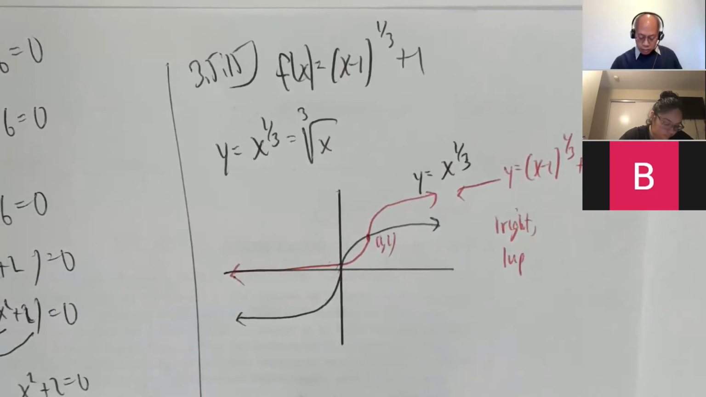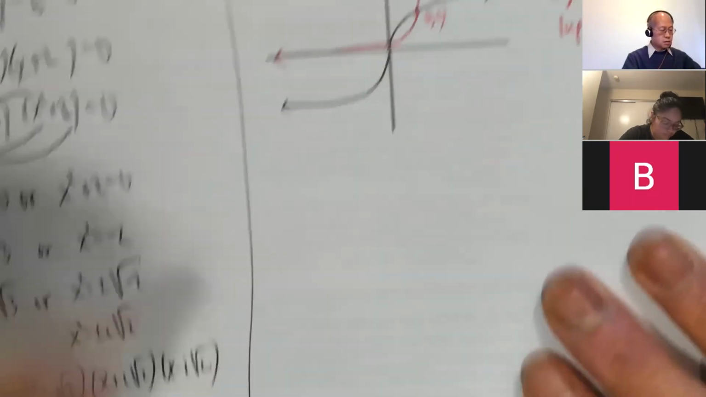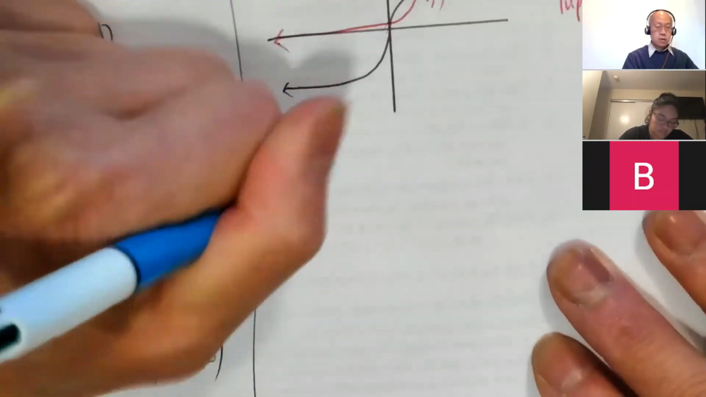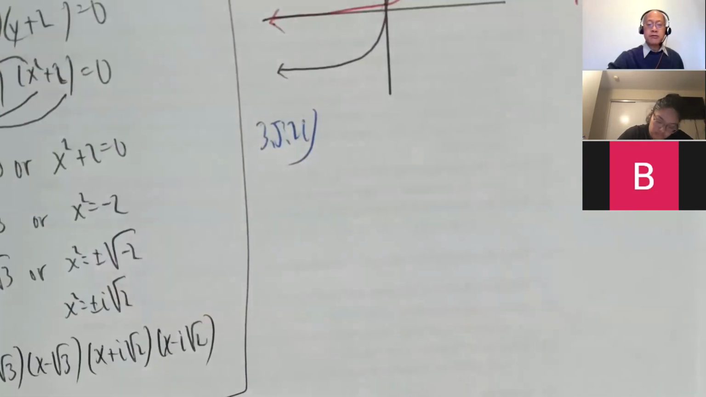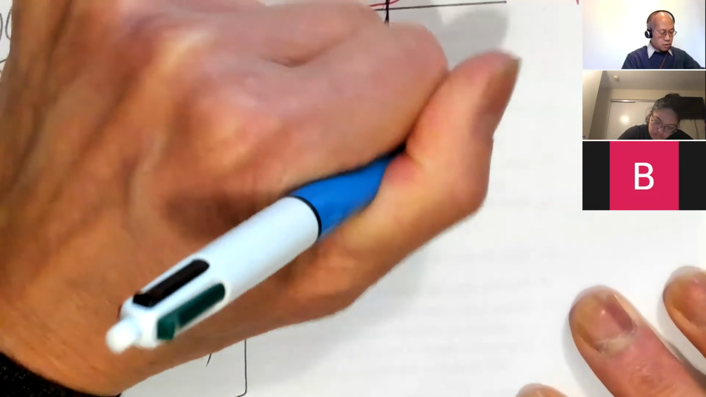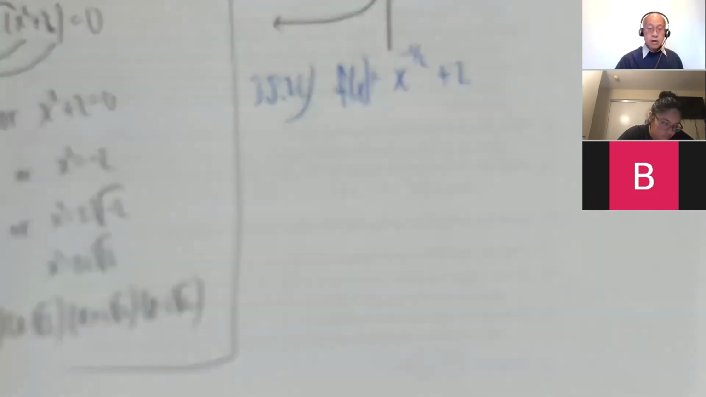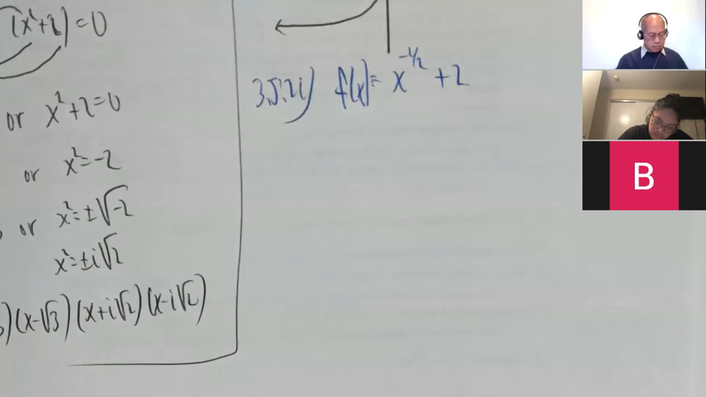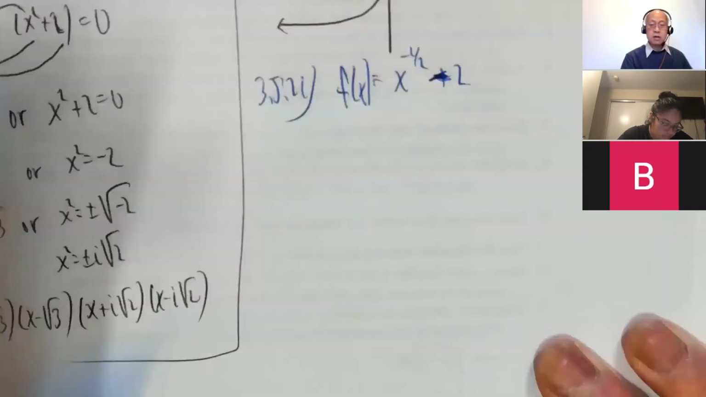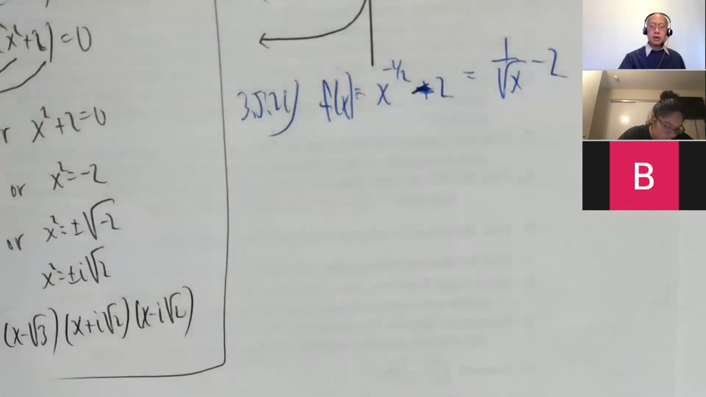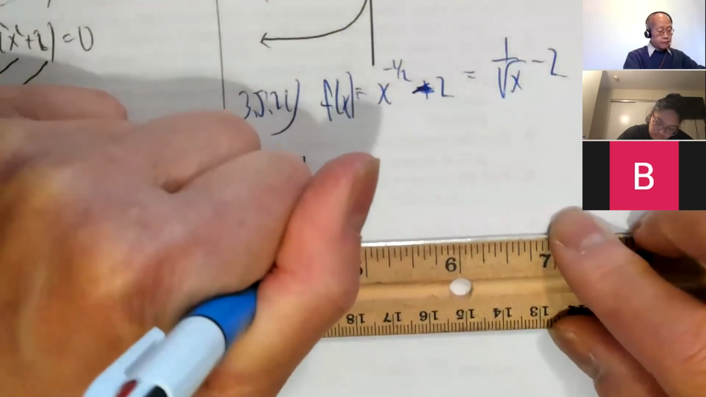Okay, and let's see, 3.521. Okay, so I think I already did that one, but I'll approach it from a different view. x to the negative 1/2 plus 2. Oh, minus 2. Sorry. Minus 2. All right, so I'll approach it a little bit differently than what I did before.